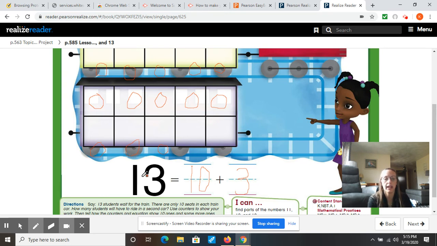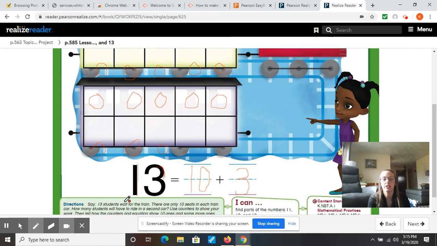Our big part is way over here, the equal sign. So we're just showing the two parts of 13. We show 13 by having 10 and 3. And look, here's my 1. That's where that 10 comes from. And here's my 3. That's where the 3 comes from.